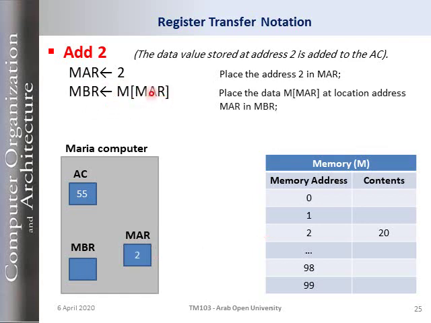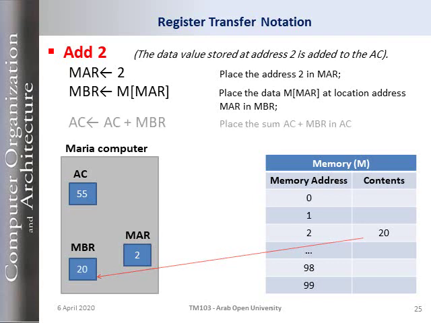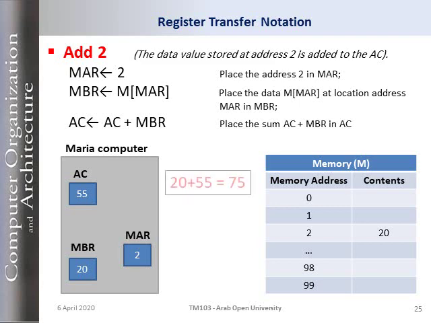Then we'll get the content at that address, number 2, and move it to the buffer. So the value 20 will be moved to the buffer. Then we will add the contents of the memory buffer to the accumulator. The result is 75, so we will put this in the accumulator, which will change to 75. It's similar with subtraction, so I'm not going to give an example of subtraction because it's exactly the same. Instead of addition, we'll do subtraction.